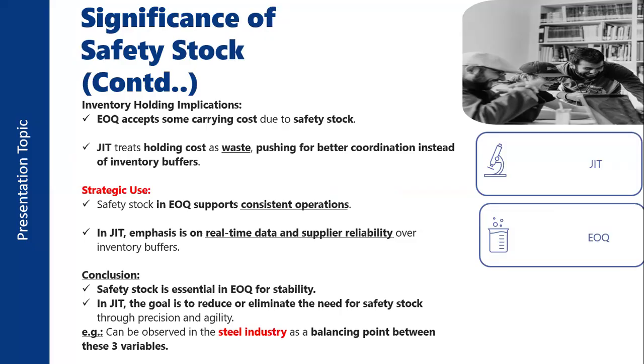EOQ can support constant operation, and JIT, real-time data, we all know that. Safety stock is essential for EOQ. In JIT, the goal should be to reduce the need of safety stock, just the opposite to that. Now, an example can be seen in the steel industry, where the safety stock acts as a balancing point between EOQ, JIT, and itself, the buffer stock.